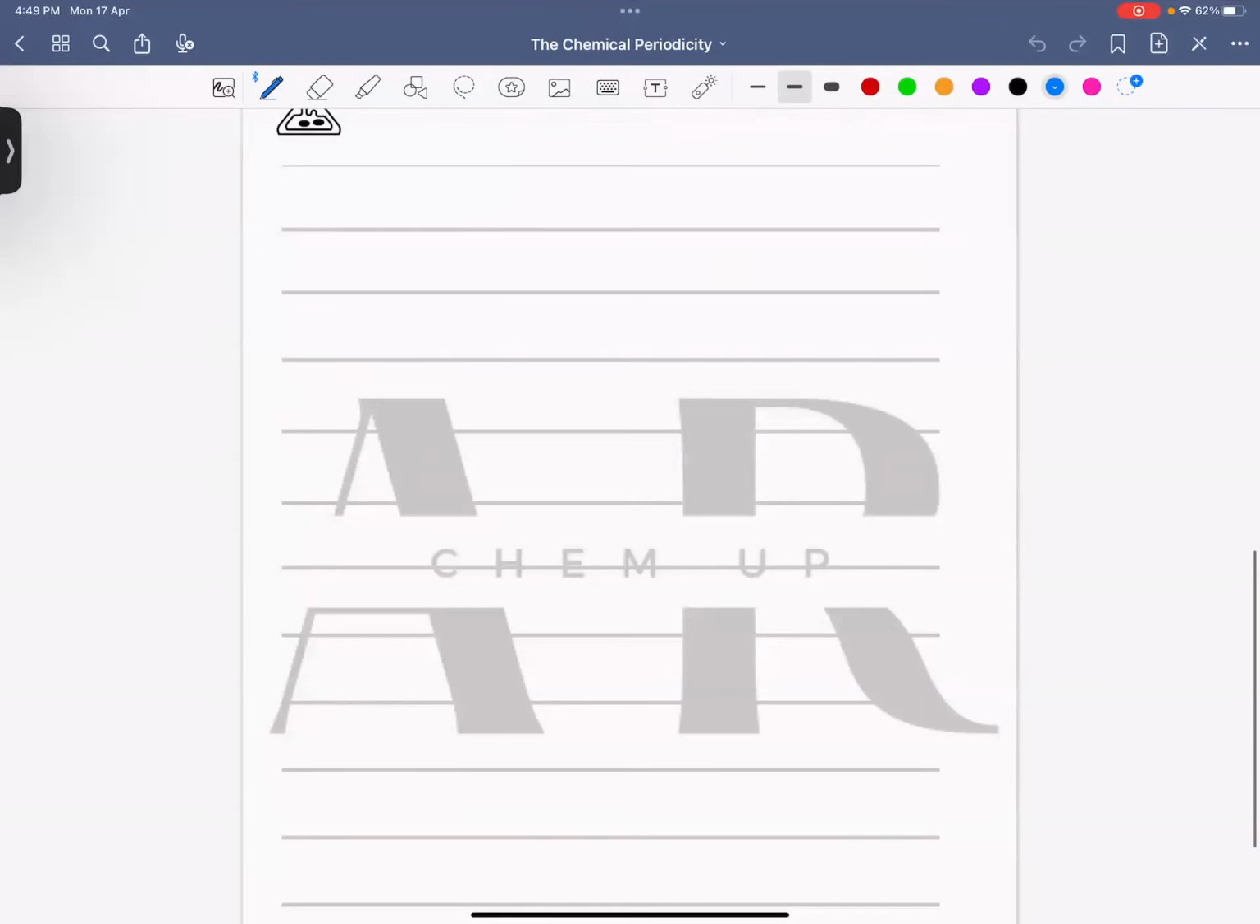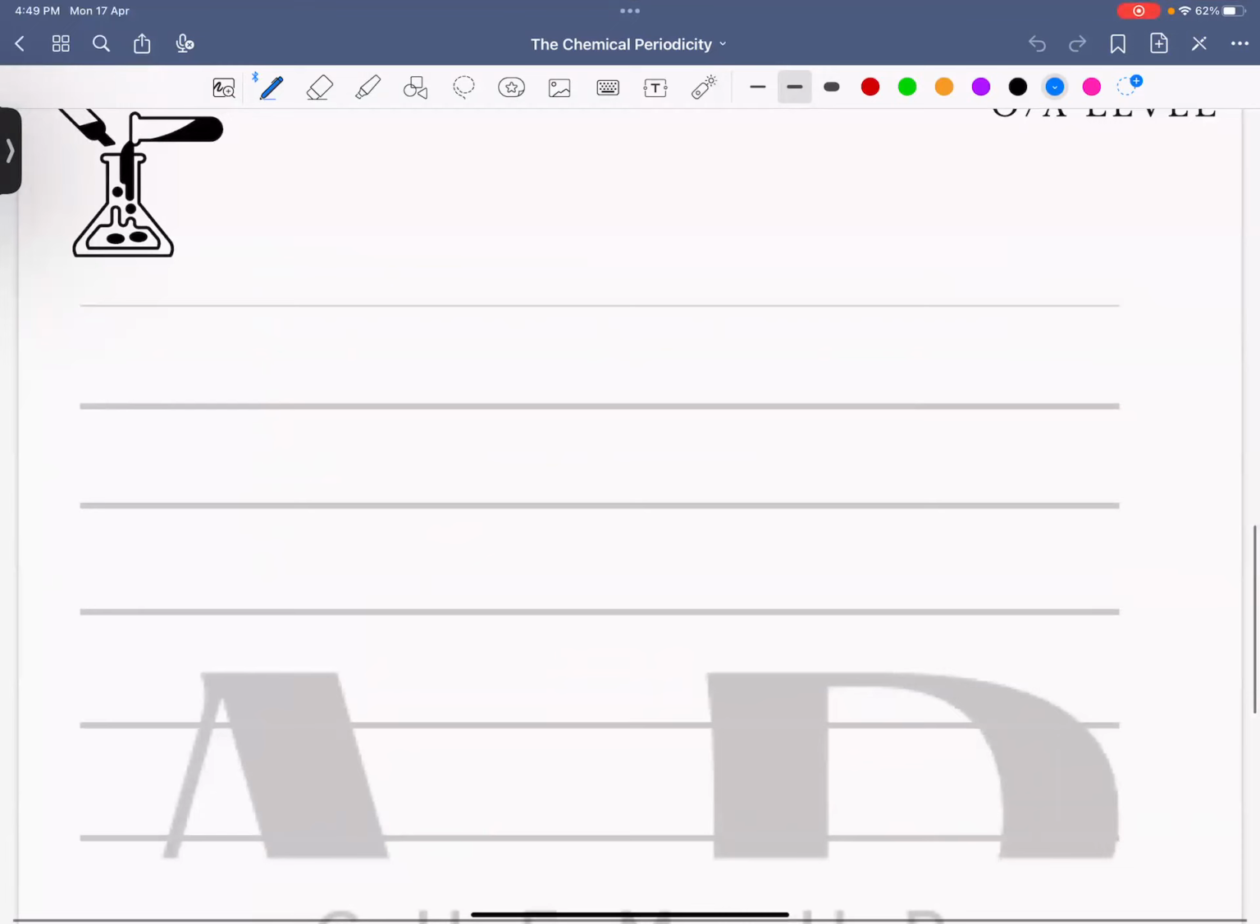So we are going to start with chemical periodicity. First, let's discuss what this periodicity means.